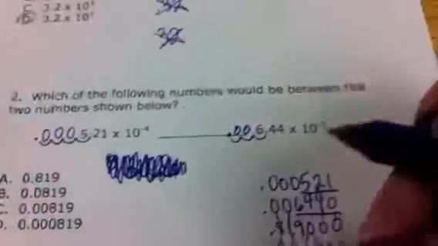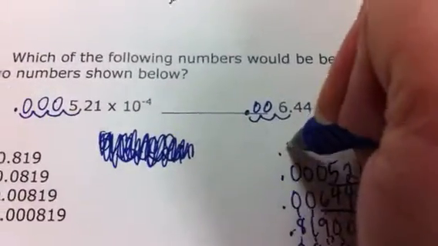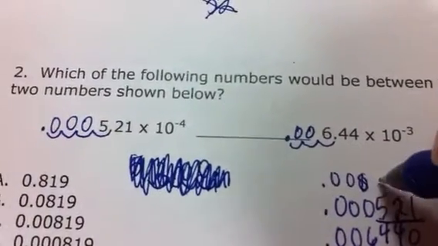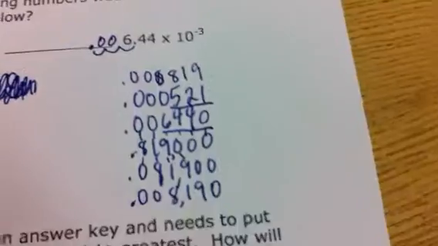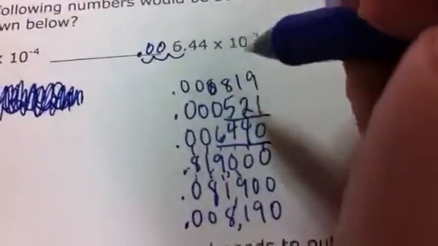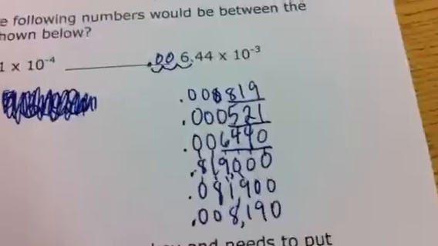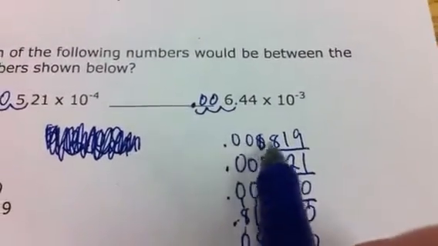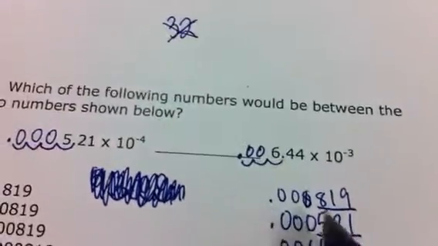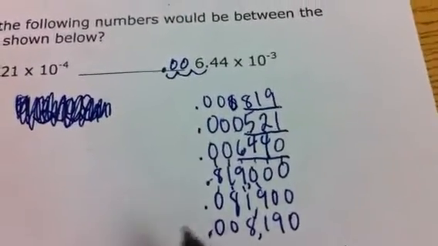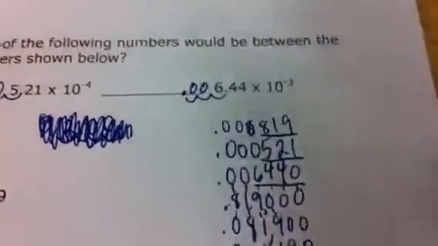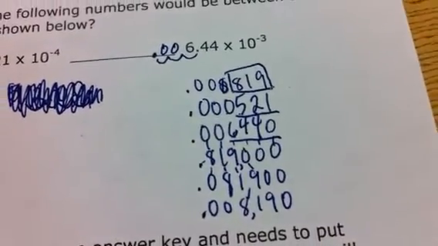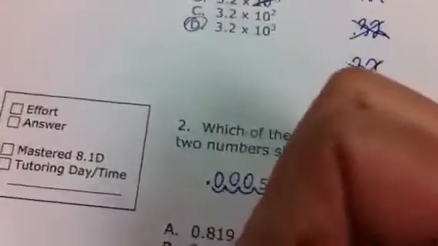So the last one, if we were to line them up, we would get 0, 0, 8, 1, 9. And if we looked, this would be 819, because we do not have to fill any zeros in. There are 6 place values, and in every number we have compared, there are 6 place values. So 819 does fall between 521 and 6,440. So D is our answer.